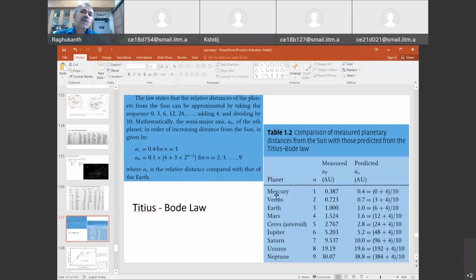Like Mercury, if you see, that is 1, so 0 plus 4 by 10, and this is what the Titius-Bode law predicts: 0.4. If you see the exact distance, it is 0.387, very, very close to the Titius-Bode law. And for Venus, the law predicts 0.7, and we have 0.723. Earth is anyway exactly 1. Then Mars: the law gives 1.6, and the exact measured value is 1.524.